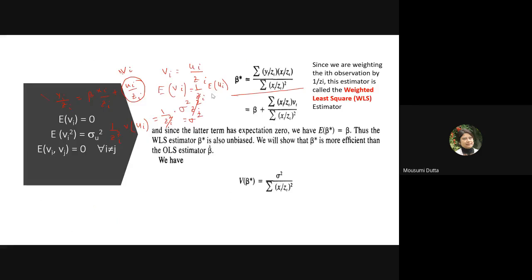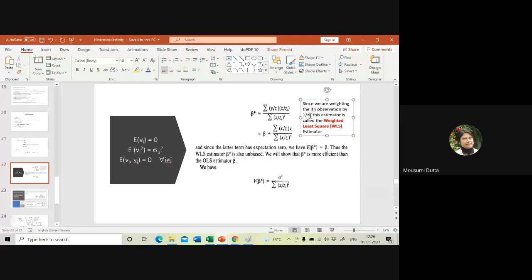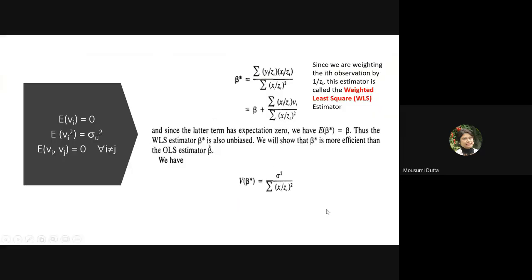So please check the note. Since we are weighting the ith observation by 1 by Zi, this estimator is called weighted least square, WLS estimator.